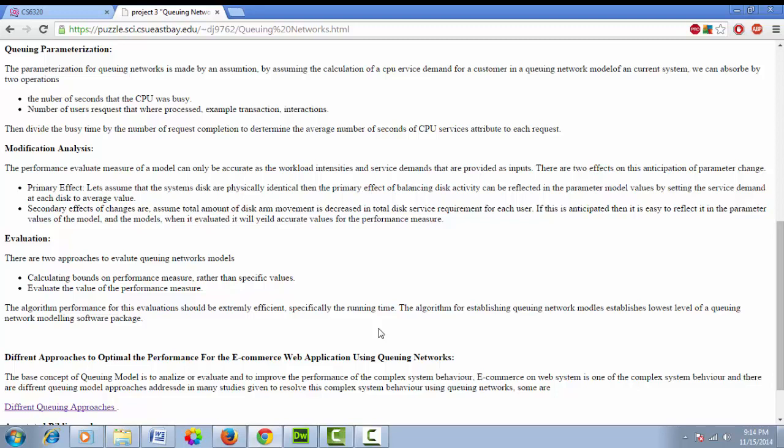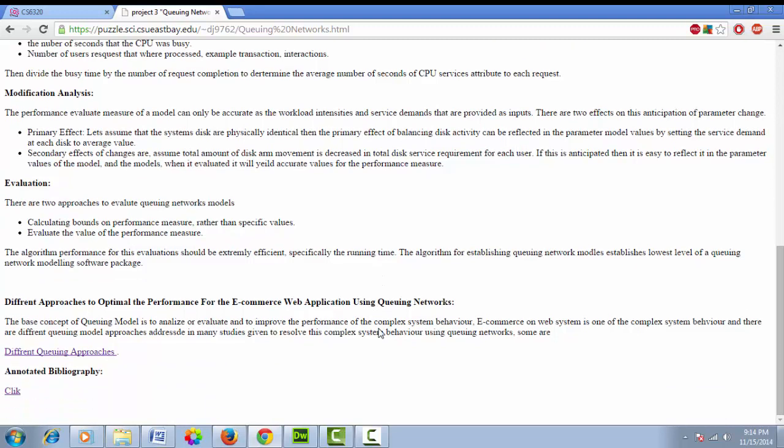Evaluation: there are two approaches for evaluation. One is calculating a performance measure and the other is evaluating the value of the performance measure. An algorithm should be extremely efficient for this evaluation, especially in its running time.